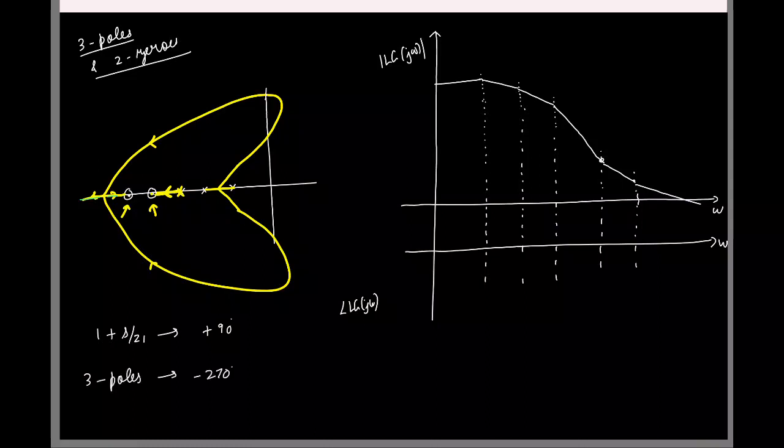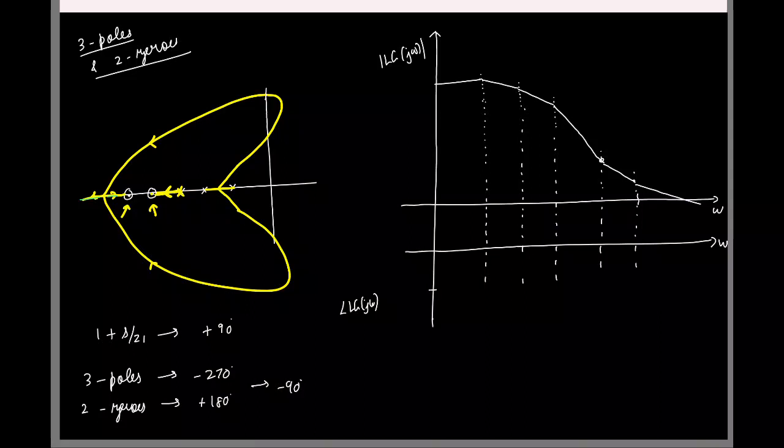They will try to make the phase go to minus 270. But I also have two zeros after the three poles. That will add plus 180 degree phase. So eventually it will go to minus 90. So I'll again roughly sketch the phase.